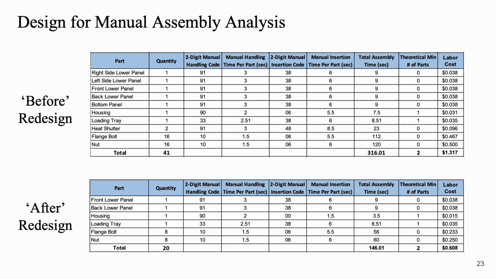This is our design for manual assembly analysis. The first table shows all the parts associated with before redesign, and the second table shows the after redesign. On the second table, you'll notice that there is no longer a right side lower panel, left side lower panel, bottom panel, and heat shutter. This is due to the change made for the housing. And then the load tray removed 8 bolts and nuts due to the insertable slot feature.